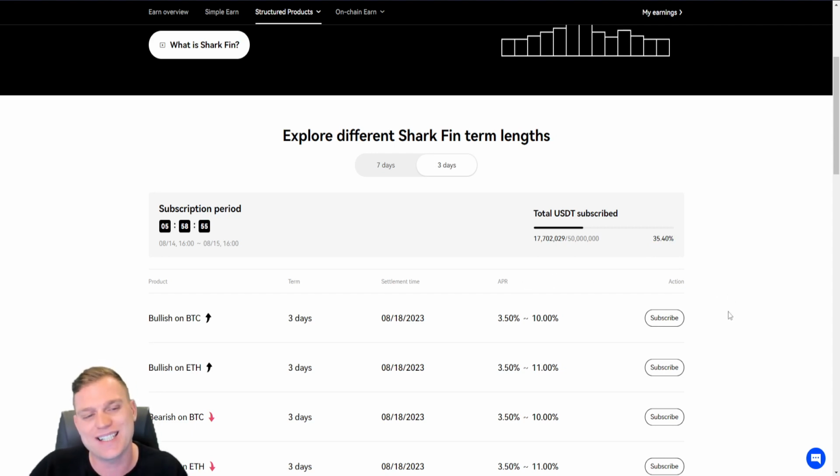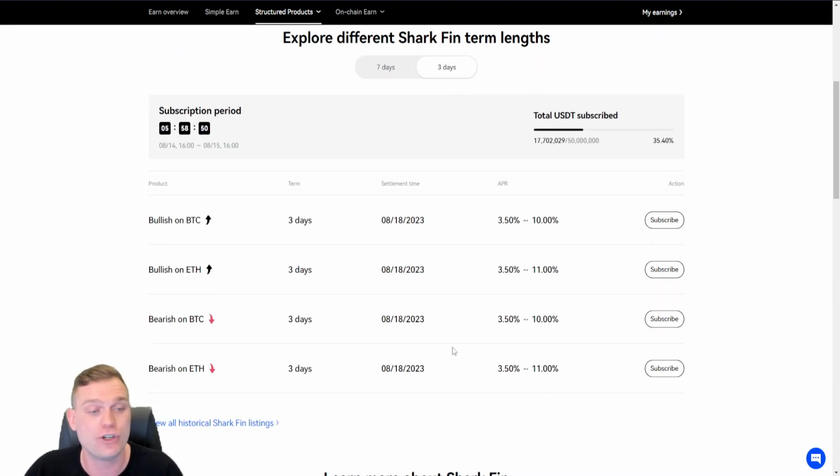Now, to give you an example, should I be bullish on Bitcoin or Ethereum, or I'm bearish on Bitcoin or Ethereum, there is a term of 3 days in which the settlement time will eventuate and I will be paid my APR. Now, your next question is likely going to be, well, what kind of percentages am I likely to receive from this?